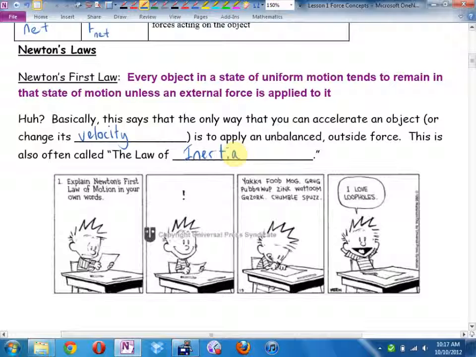We have Calvin and Hobbes. It says, explain Newton's first law of motion in your own words. Calvin looks all puzzled. And then he has his breakthrough. He says, "Oh, Yakafub ma grug pabawump zinc watum gazork chumble spuzz." Here, he just explained Newton's first law in his own words. He says, "I love loopholes." Don't try that on a test. I won't give you marks.